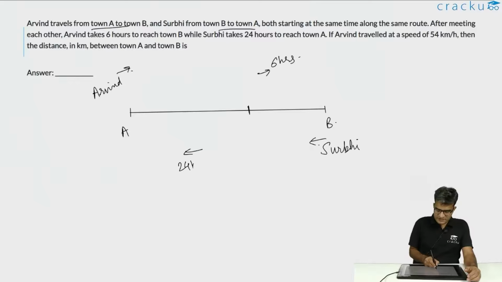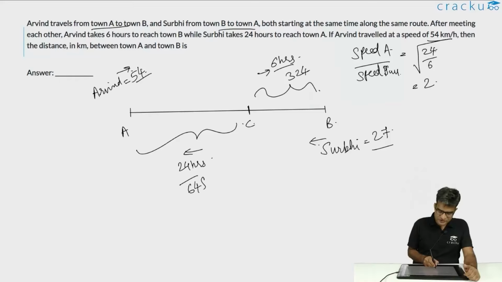If you assume that their meeting point is C, this distance therefore will be 6 into 54. What is 6 into 54? It is 324. And this distance will be 24 into 27. What is 24 into 27? It is 648. So the total distance between A and B is 648 plus 324, which is 972 kilometers. So the answer for this question is 972.